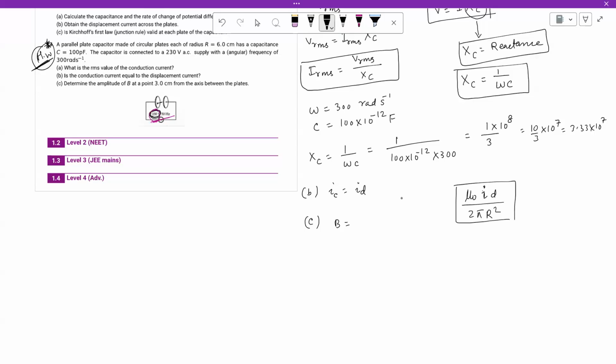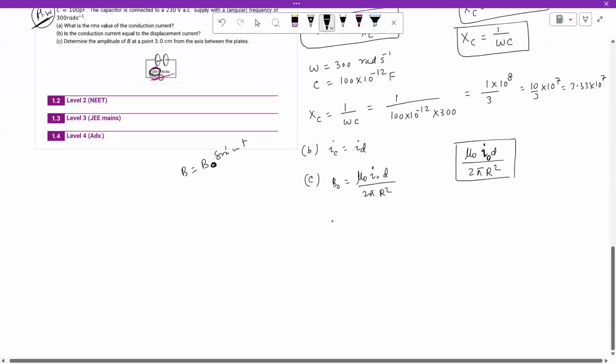At some distance. We know that this I value is for the peak value. We want to calculate the B naught amplitude, with B equal to B naught sin omega t. But we want to calculate this B naught. So B naught would be related with I naught, the peak value. So we have to calculate I naught. First, let us calculate I naught. B naught would be mu naught I naught divided by 2 pi r.